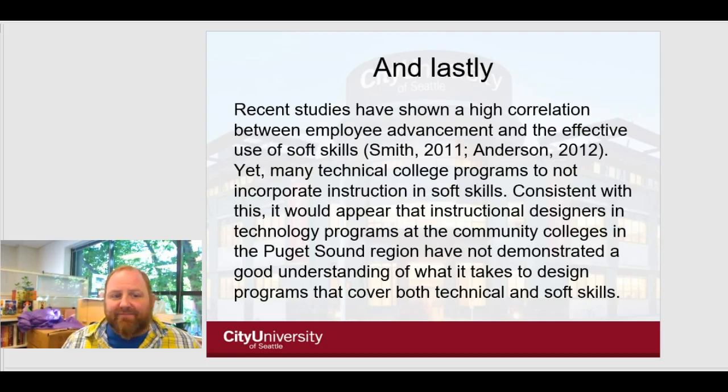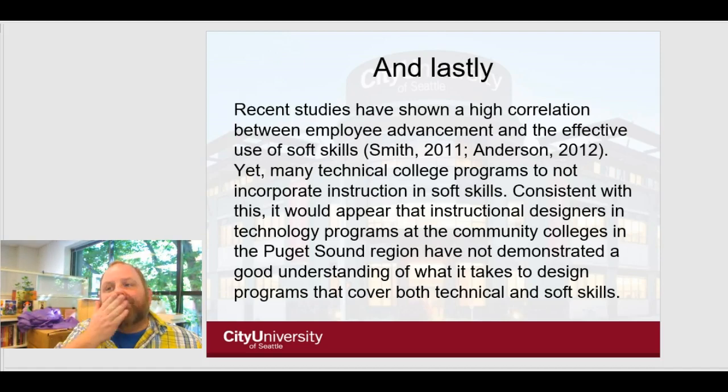And lastly, recent studies have shown a high correlation between employee advancement and the effective use of soft skills. Yet many technical college programs do not incorporate instruction of soft skills. Consistent with this, it would appear that instructional designers in technology programs at the community colleges in the Puget Sound region have not demonstrated a good understanding of what it takes to design programs to cover both technical and soft skills.